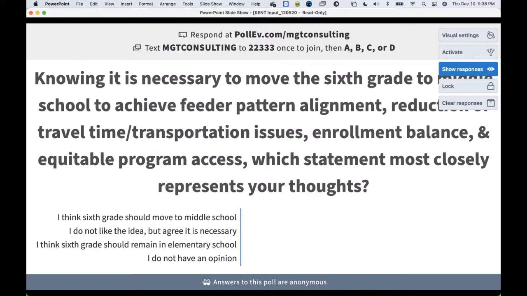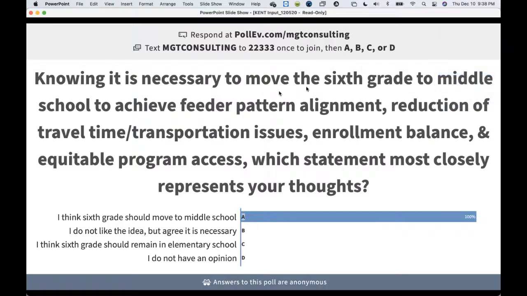Hang on one quick second. Let's activate this question. All right, there we go. Now, if you texted a question or a response, go ahead and text that again to make sure it looks like it's recording for you.